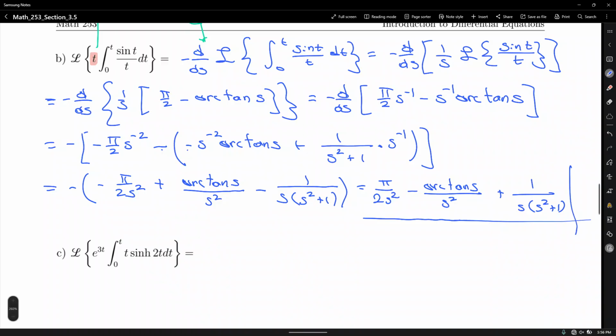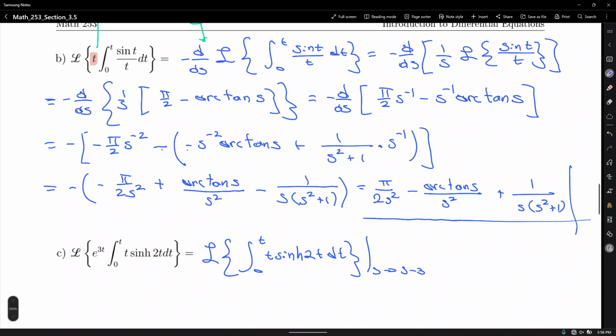So first thing we see, reading the expression from left to right, what is it? Translation, right? The exponential e to the 3t indicates a translation along the s-axis, which is something we're going to leave for the very end. All right. Well, so what are we going to do? So that is the Laplace transform of the integral from 0 to t of t sinh 2t dt. Okay. And well, this should be evaluated at s equals to s minus 3.